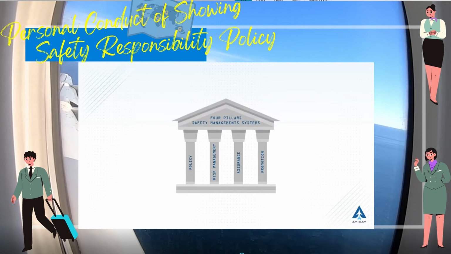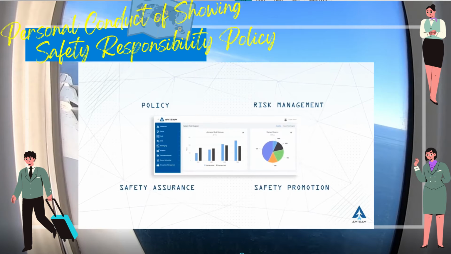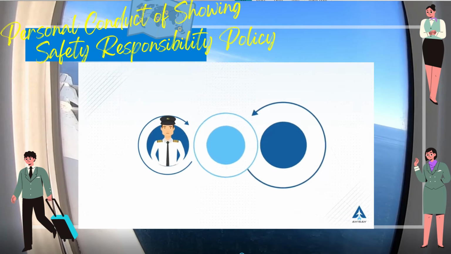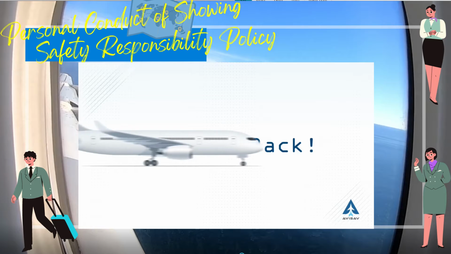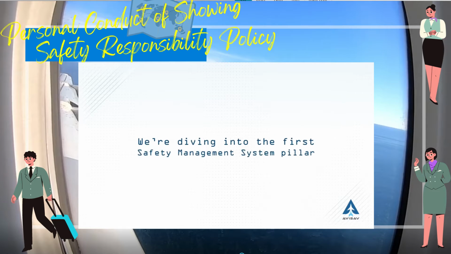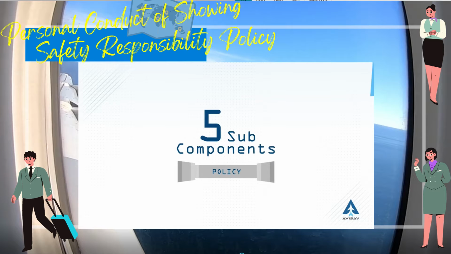Now, each pillar has unique components of its own. All pillars are connected, and each is critical in keeping the safety management system in working order. It is the responsibility of every aviation organisation to uphold what is right. Diving into the first safety management system pillar, policy. This pillar features 5 subcomponents.